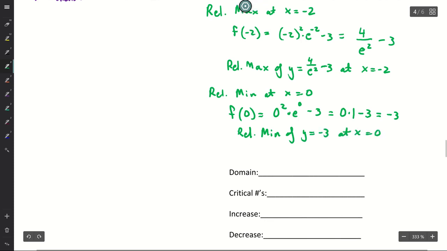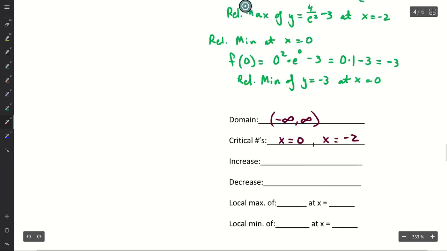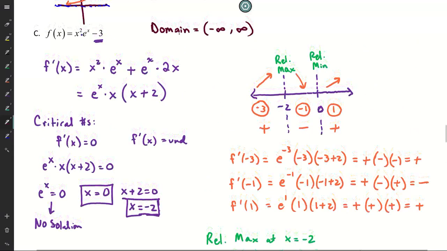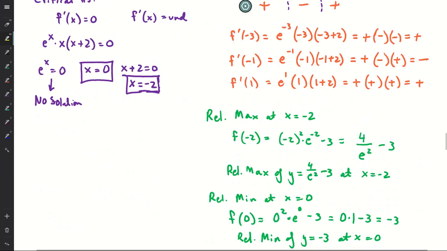All right, so let's see if we're ready to fill in all our answers down below. On this one, we had a domain of all real numbers. We had critical numbers at x equals 0 and also x equals negative 2. On the number line test, we can determine increasing, decreasing behavior. For this one, we can see we're increasing from here all the way to that critical number, and then also all the way there to that critical number. So that looks like negative infinity to negative 2, and then union 0 to infinity.